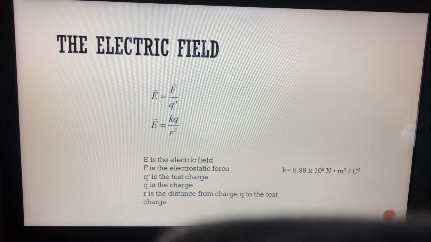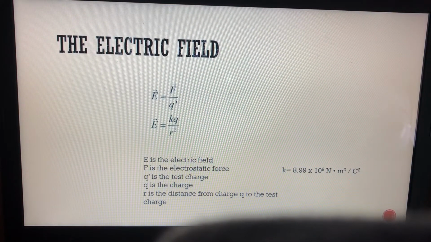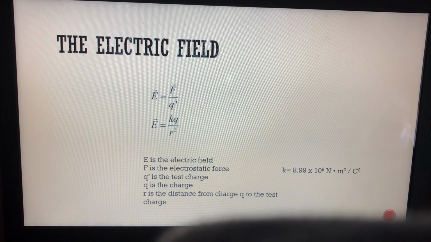To start, let's talk about what an electric field is. An electric field is defined as a region around a charged particle or object within which a force would be exerted on other charged particles or objects. That might sound kind of confusing at first, but I think these equations help explain that a little bit. So let's start off with them.